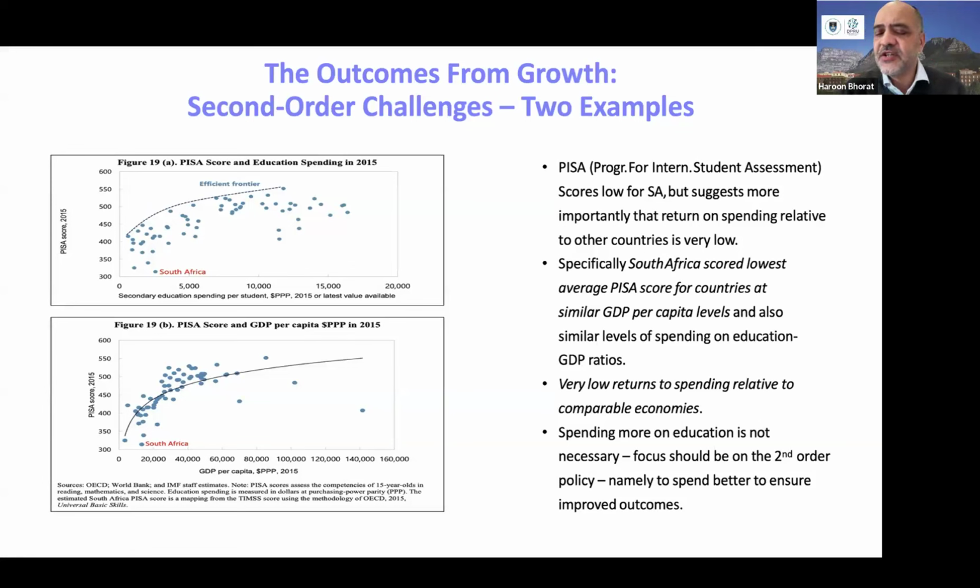So one of the almost glib references we have is, okay, we need to spend on education. So we have education spending from the fiscus, and that educational spending from the fiscus is important. Well, yes, that's okay. But the second order question is to ask, well, have we seen a return on spending on education? So in other words, have we seen spending that is effective? And that's a key question.